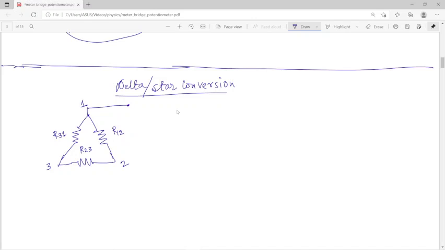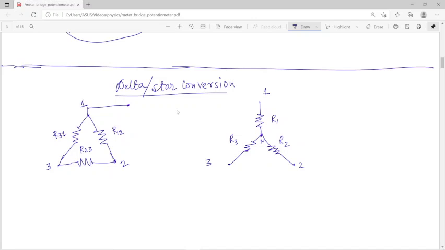So in a particular, say this is point 1, this is point 2, this is R12, and this is point 1 and point 3, this is R31, and this is R23. That is the 3 resistances, and I want to convert it into a star network. Say this is a star network, and the same points, that means this is point 1, this is point 2, and this is point 3, that means this is R1 and this is R2 and this is R3. I am converting this.